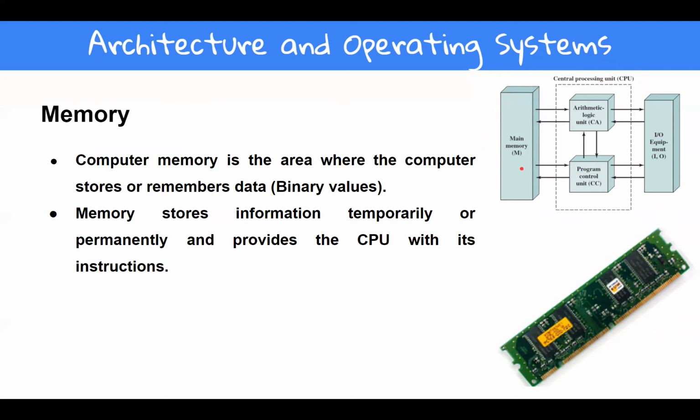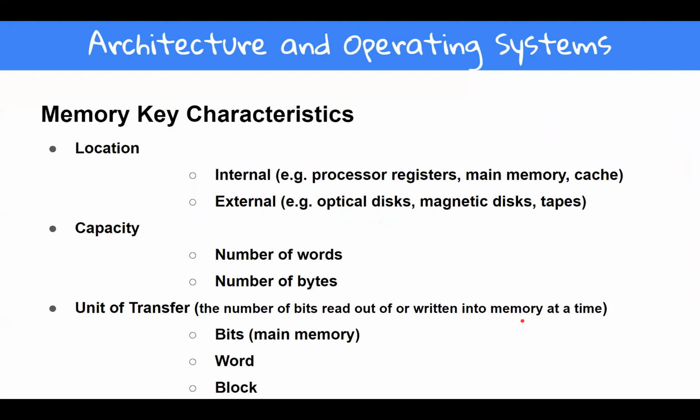So we saw in the fetch-execute cycle that using the registers, we go to main memory, retrieve data from it, and send it to some other part of the machine. As you see here, this is the definition of memory. But we need to know about the key characteristics of memory.